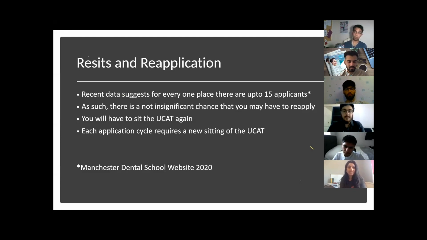You'll be able to resit and retake the UCAT and reapply again, but you can only take the UCAT once in an admission cycle. So if you feel like you didn't do as well as you were expecting to, you won't be able to resit that year, but the following year, if you choose to take a gap year and reapply, you will have to take the exam again.